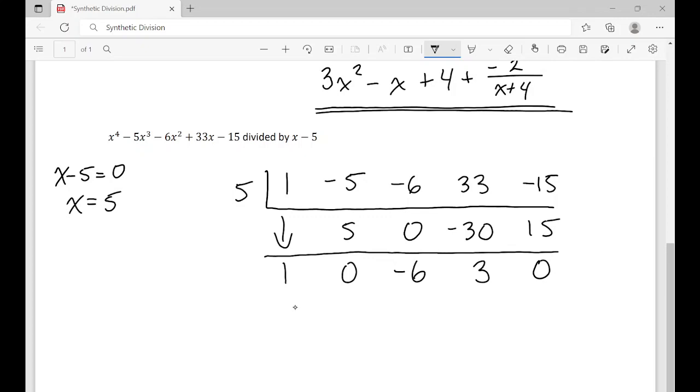So the new polynomial is going to be written as x cubed, because we start with the 4, so we're going down to the third. No x squared, minus 6x plus 3. And this is the quotient, and there is no remainder.